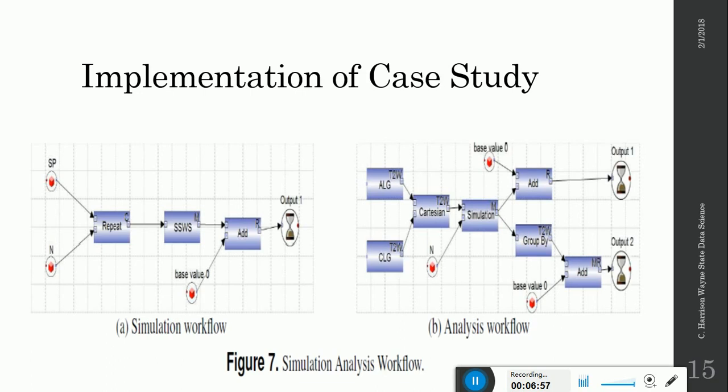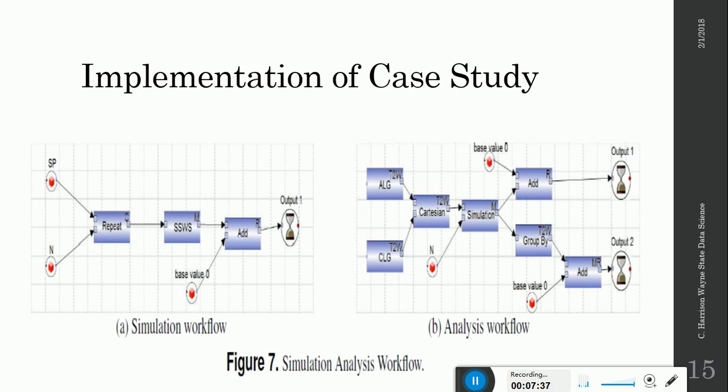So let's talk a little bit about the case study. The authors talked about the mating habits, or a nuptial dance, of a particular marine worm, and this is how they put it to use. So essentially in the first picture we have a simulation workflow where it has a set of parameters. Simulation parameters is SP, and the N is the number of inputs.